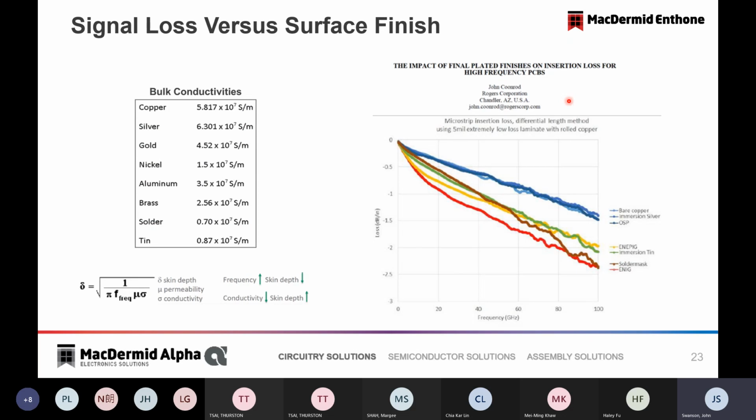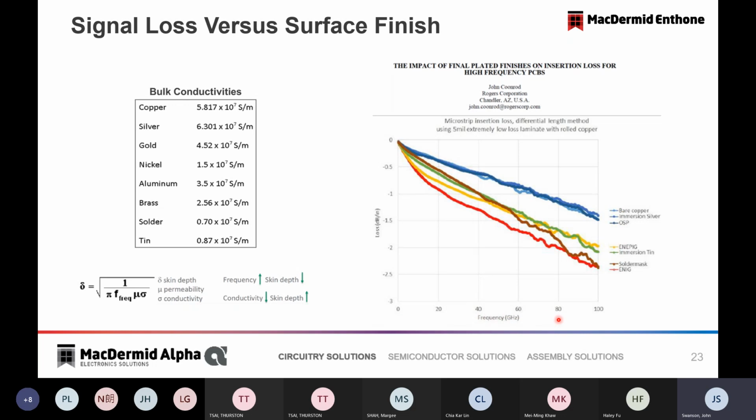I will here move to another slide, and I'll take a moment to explain this slide. This was a paper presented by Rogers Corporation. I highlight their credit, their authorship of this paper here. Rogers published this paper and talks about the performance of different surface finishes shown here across various frequencies.